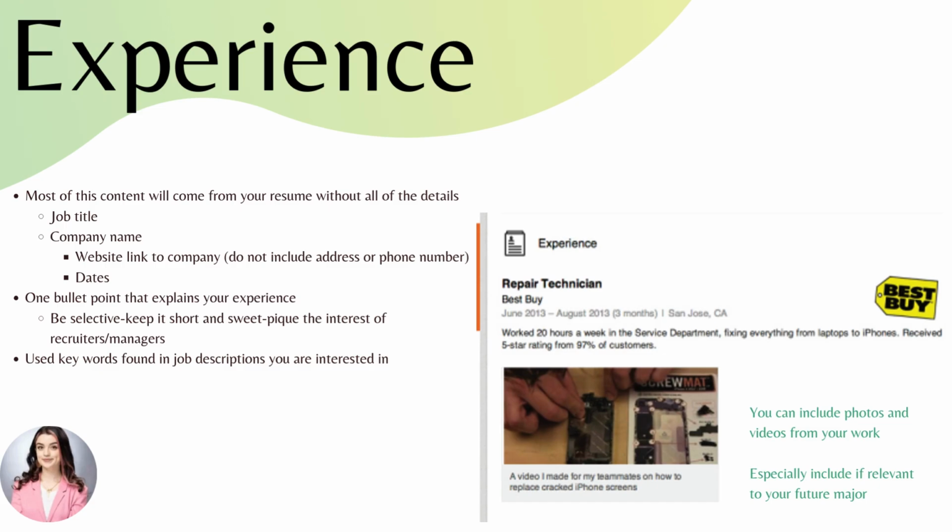Experience. So most of this content will come from your resume without all of the details. So we'll want to include your job title, the company name. If you have the website link to the company, you can also add that in there. And then we'll want to add the dates that you worked at this job experience. So one bullet point will explain your experience. Be selective. Make sure we keep it short and sweet and pique the interest of the recruiter or manager. So you want to make sure that we are highlighting any transferable skills in these bullet points. So make sure that you use those keywords that are found in the job description. So that will be really helpful.